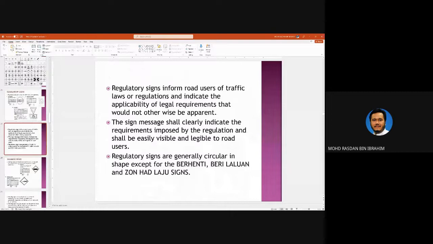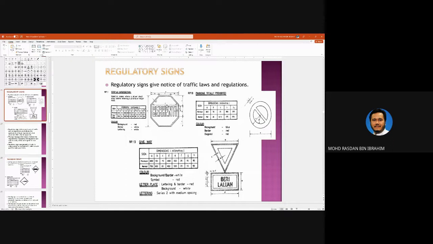Okay, so regulatory signs inform road users of traffic laws and indicate the applicability of legal requirements. So this is life-saving for traffic engineers. Sorry, the life-saving one is the warning signs. Okay, so this is very important. It can be useful for traffic engineers when you need to back yourself up lah. If you do not put the right type of signs, then it is possible for road users to actually sue you.